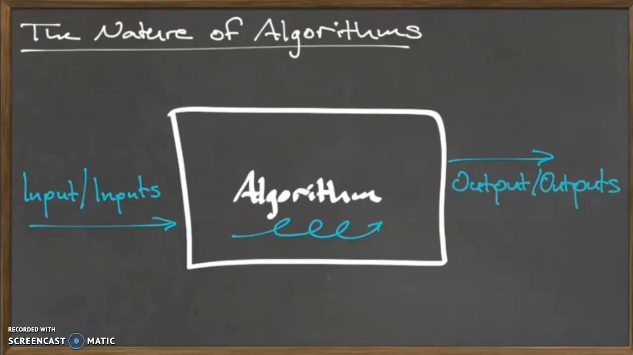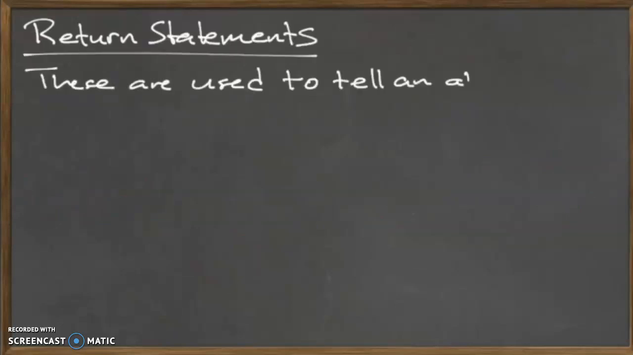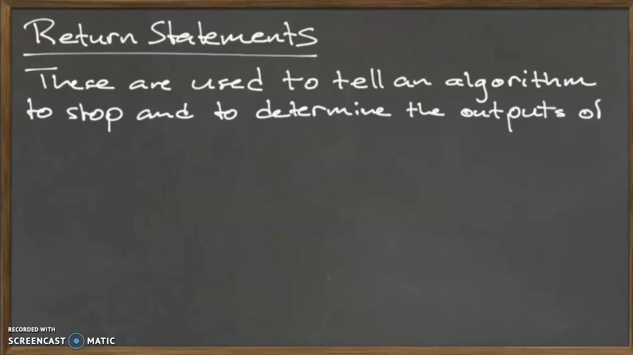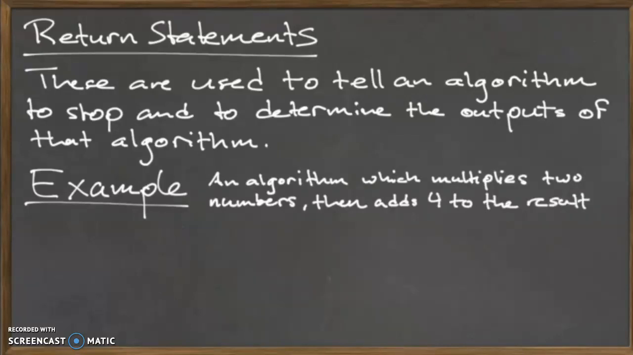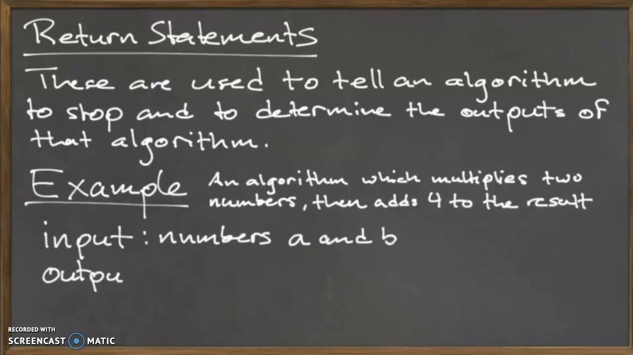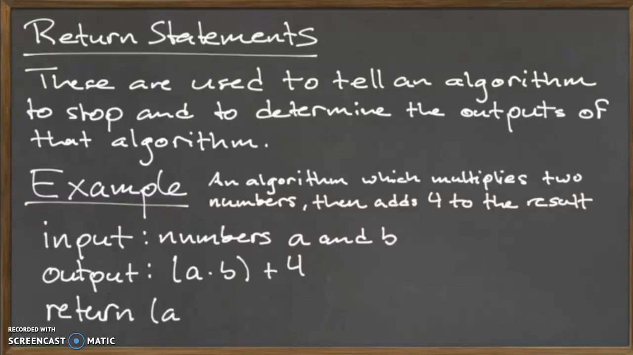As we mentioned previously, an algorithm runs in a finite number of steps. It wouldn't be very practical to have an algorithm that never terminated. In order to control when an algorithm stops and what the outputs of that algorithm are, we use return statements. For example, let's say that we wanted to take 2 numbers, multiply them together, and then add 4 to that result. We could design an algorithm with the inputs a and b, and the output a times b plus 4. Our algorithm then would consist of the statement return a times b plus 4.